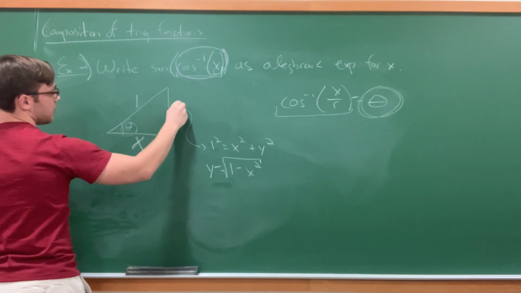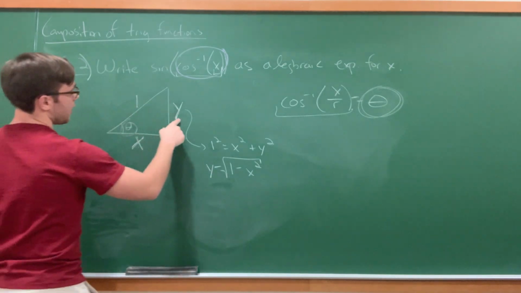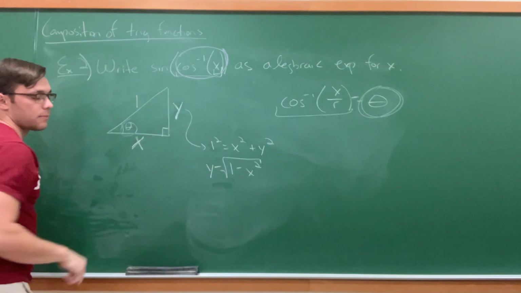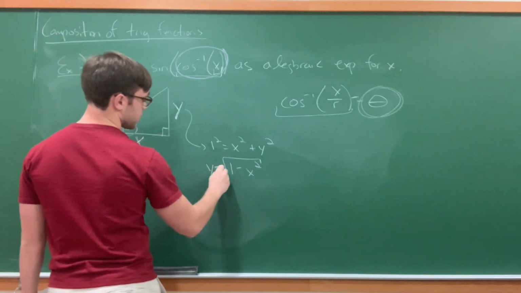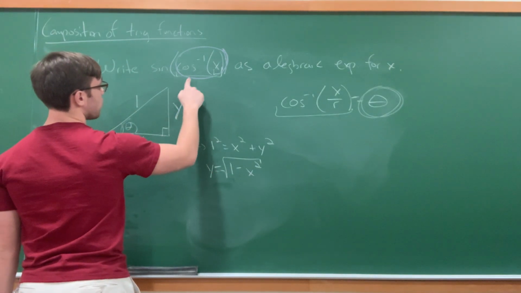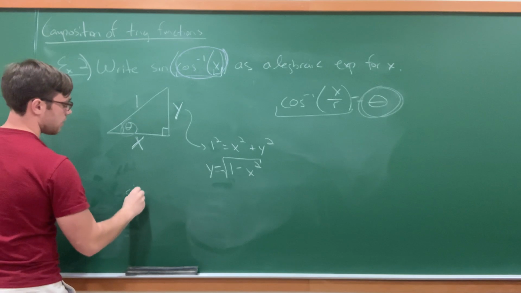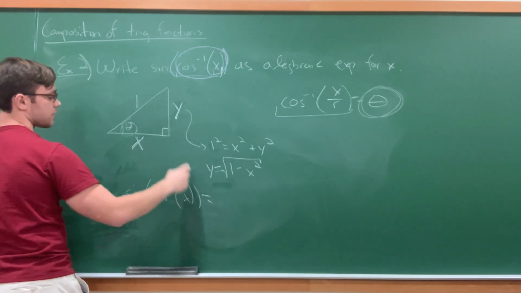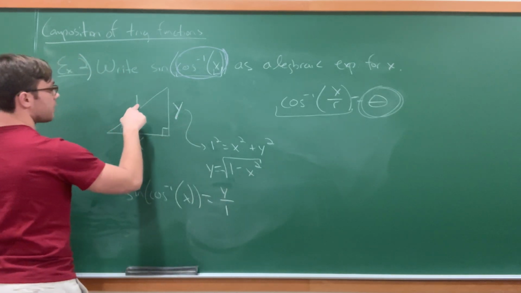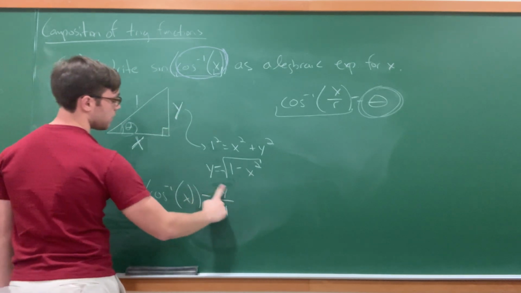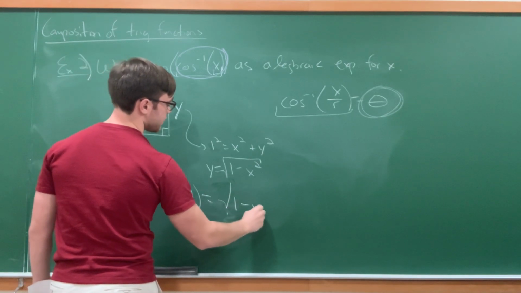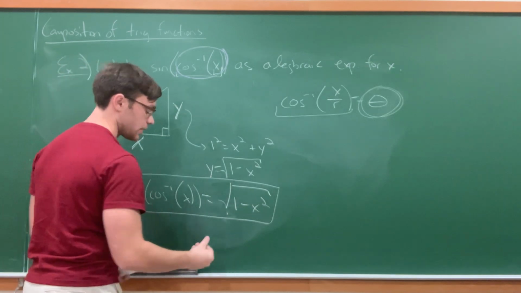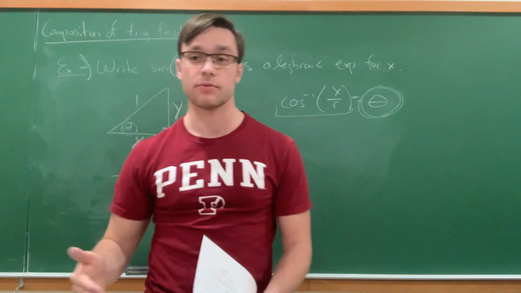Well, the sine of that is going to be the associated y value. Technically, it's y over r, right? Sine is y over r. But the r is 1. So it's just going to be this. This whole thing, sine of cosine inverse of x, is y over 1. So it's just going to be root 1 minus x squared. And that's it. Okay. So we're getting into the weeds a little bit of trig and inverse trig.